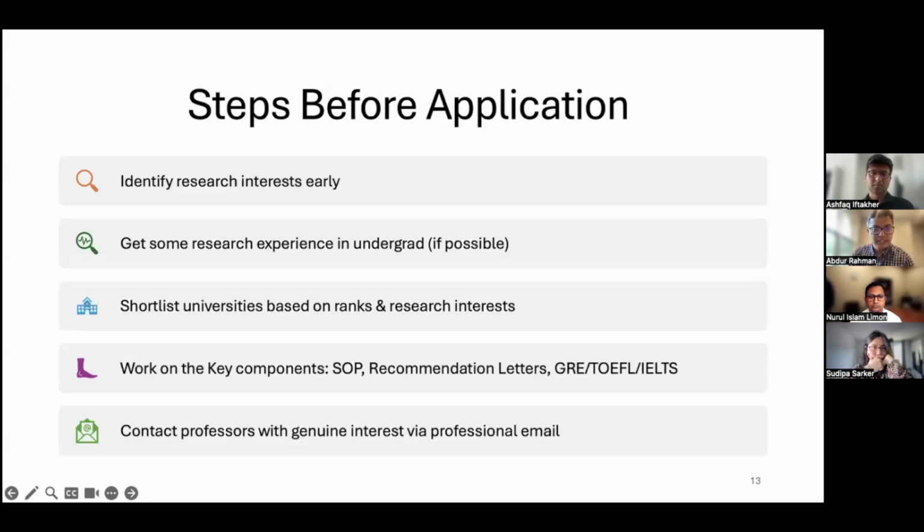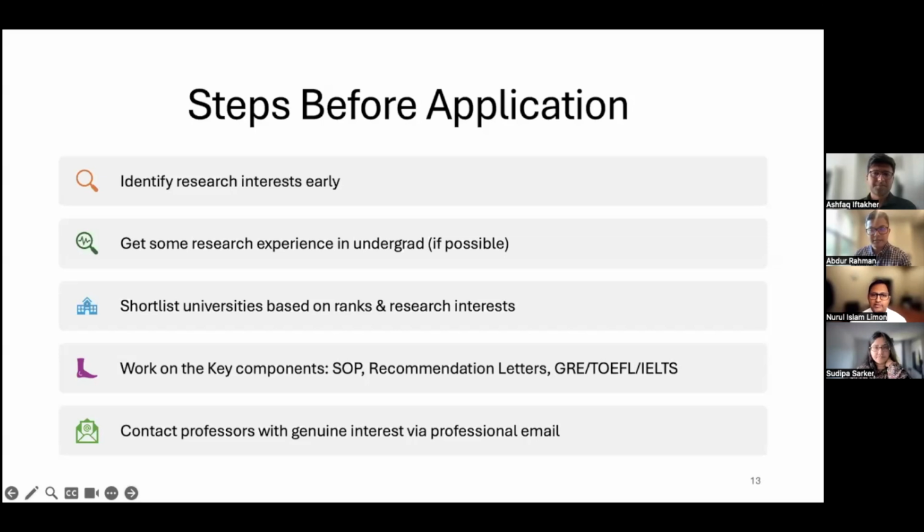Then there are also some key components such as statement of purpose. About that, we will talk a little bit later. We also need to craft or ask for letters of recommendation. And there are some exam requirements, for example, GRE, TOEFL, or IELTS. I'll also talk about them in a bit. Then the last thing that you need to do is contact professors with your genuine interest. You can send out emails to the professors if they're looking for any students for their lab or their research group. Before I jump into the next slide, I would like to ask the other panelists if they have anything to add here.